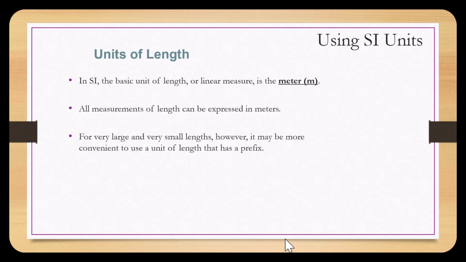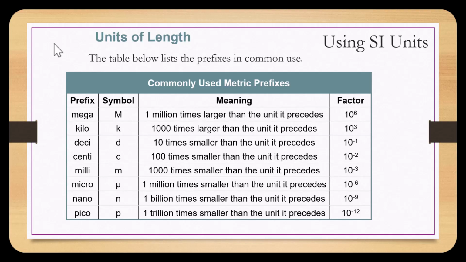In SI, the base unit for length or linear measure is the meter, denoted as lowercase m. All measurements of length can be expressed in meters. For very large or very small lengths, however, it may be more convenient to use a unit of length that has a prefix. This is a table of prefixes. For the most part, chemists will stay in this area, maybe go to micro, up to kilo, where micro is 1 million times smaller than the unit it precedes, and kilo is 1,000 times larger than the unit it precedes.